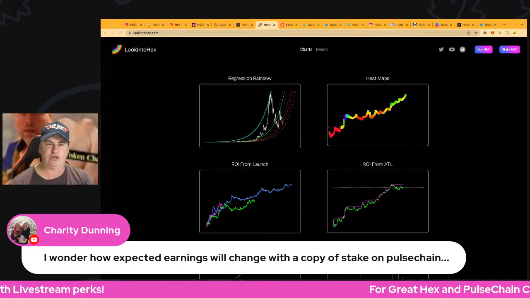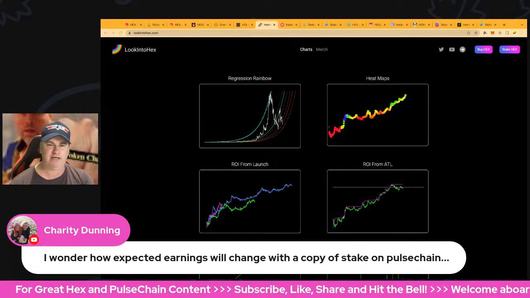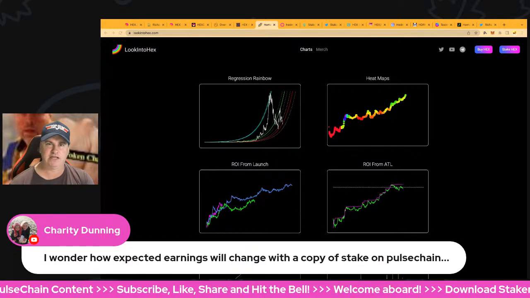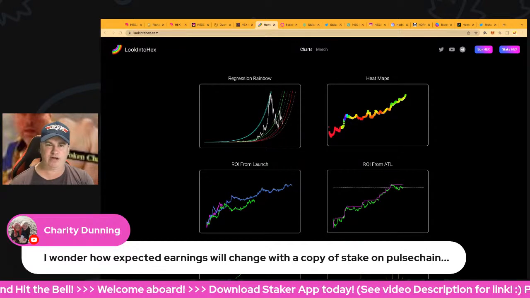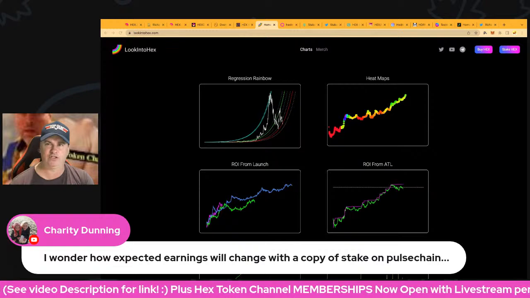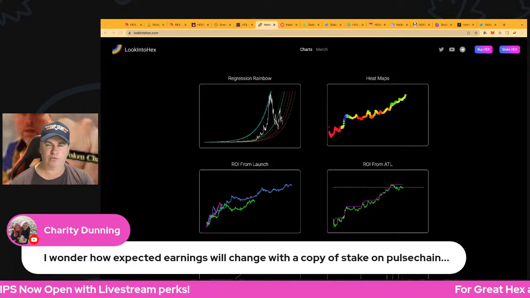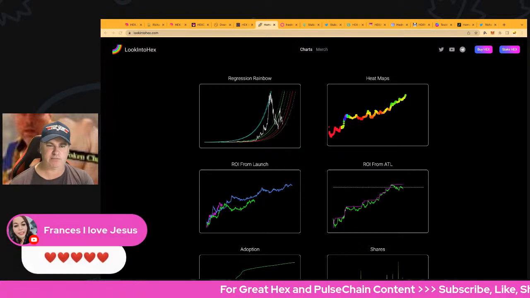Charity Dunning says, I wonder how expected earnings will change with the copy of stake on Pulsechain. Well, this is the one thing we don't know, but I suggest that both of them will do pretty well on both chains. Richard Hart said that he wants all tokens to be on the top. And of course, I think that with both chains operating very well, and because of the APY arbitrage, maybe there's a difference at the beginning, but they maybe converge a little bit over time. But then once again, different behavior on both chains may make a separation of premium. So there may be a risk-reward trade-off if there is a price differential of Hex on Ethereum versus Hex on Pulsechain. Just a couple of my thoughts on that.